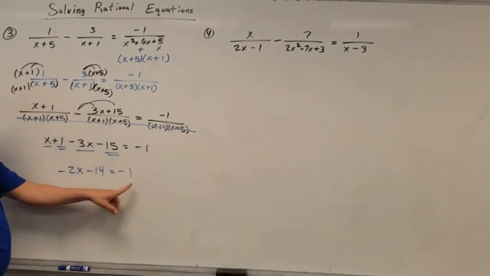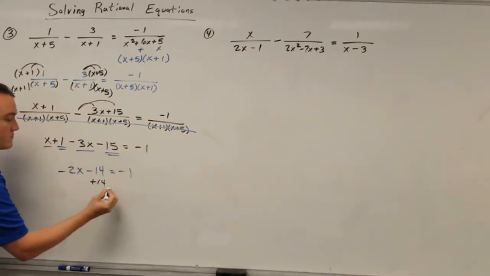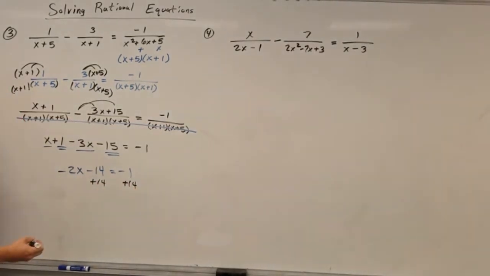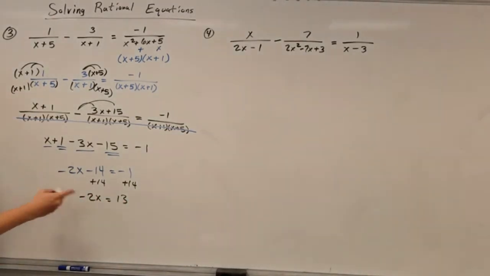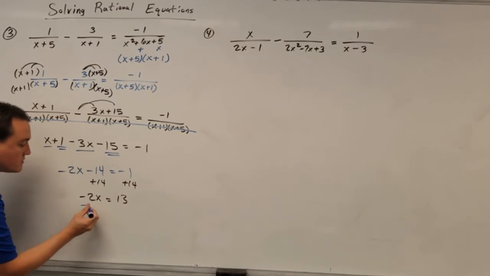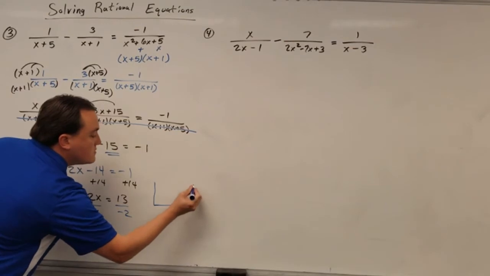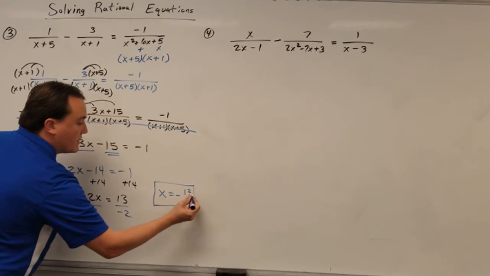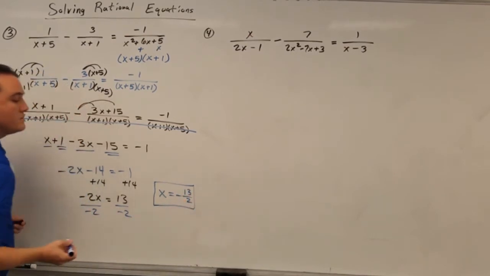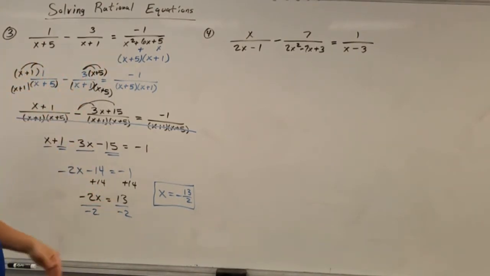Then we just add 14 and divide by negative 2. So negative 2x equals 13, and then divide, we get our final answer. Make sure you're dividing by the negative as well. So x equals negative 13 over 2. And then you check, okay, it doesn't break any domain rules, so that is the answer, we're done.